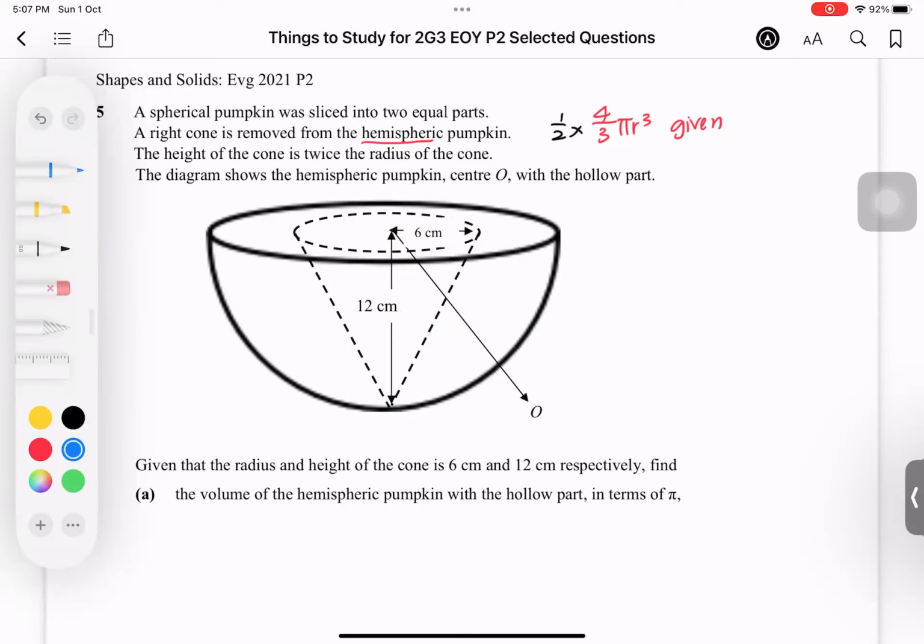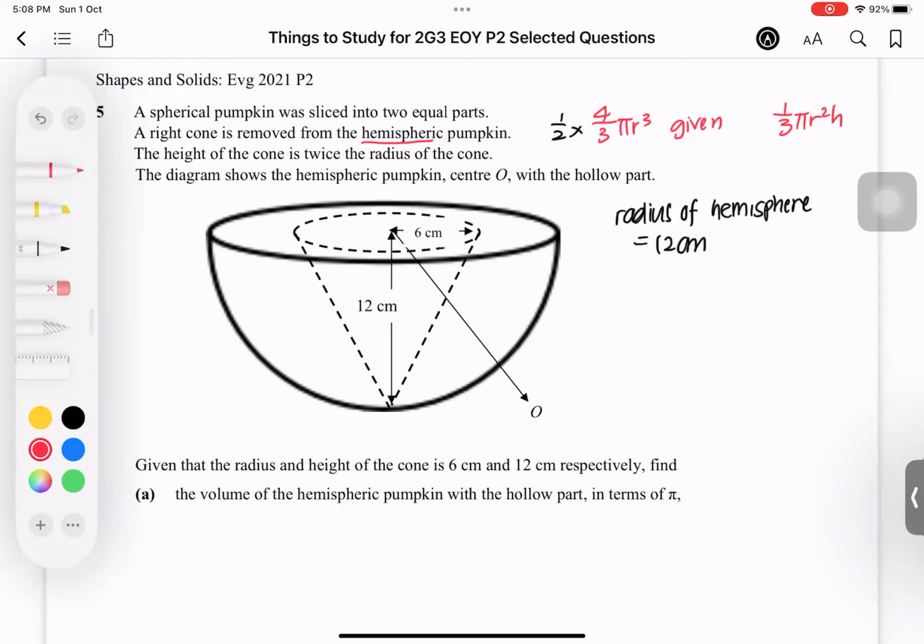Correct? So in this case, this is important information. The radius of the hemisphere will be 12 cm. So please write it down. Then we already know some parts of the cone, the formula for the cone. The volume of a cone is 1/3 pi r squared h. This is also given in your formula sheet. Please check your cover page for the formula sheet.